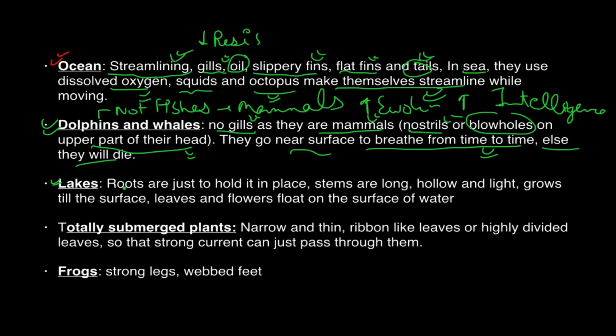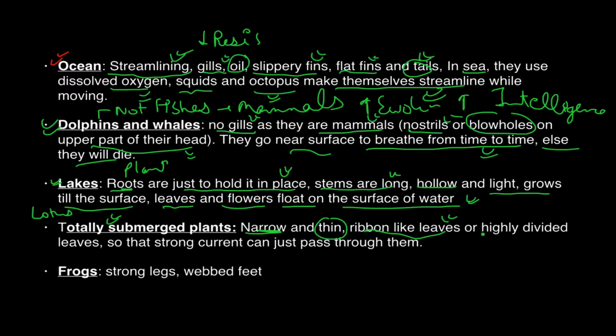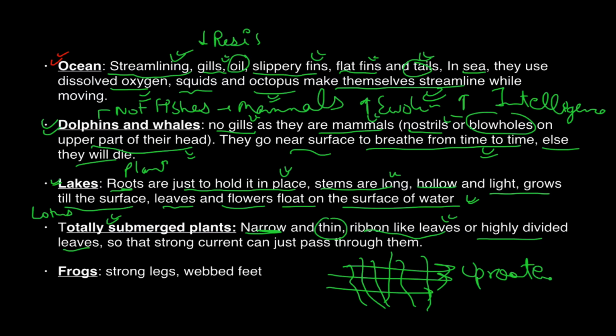Now lakes. In lakes the plants are adapted in such a manner that the roots just hold the plant in one particular place. Roots are not there to absorb water because water is everywhere, is that understood? It is just to hold it in one place, and the stems are very long and hollow so that they grow till the surface and the flowers usually float on the surface, for example lotus, water lily, water hyacinth. Now the leaves and flowers of those plants will float on the surface of water. However, we also have totally submerged plants, which are narrow and thin, and they have ribbon-like leaves or highly divided leaves, either one of these. So water can pass easily through them, is that understood? So they will not be uprooted along with the flow of water. If you are too rigid and you are not willing to bend, you will be uprooted in strong currents.